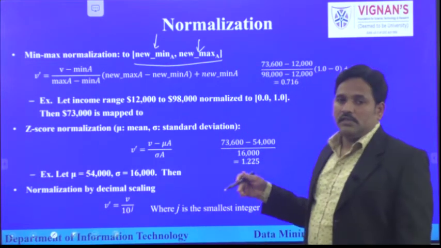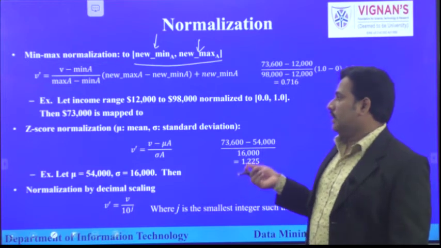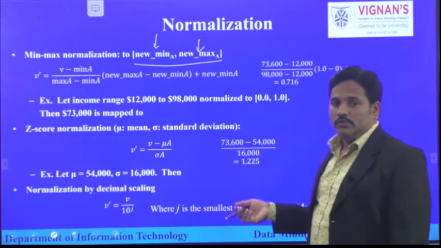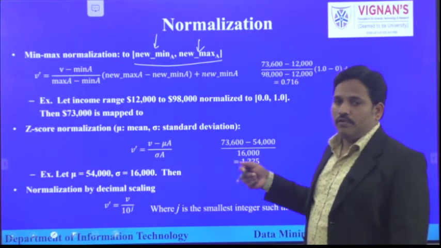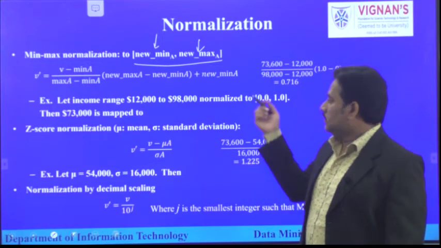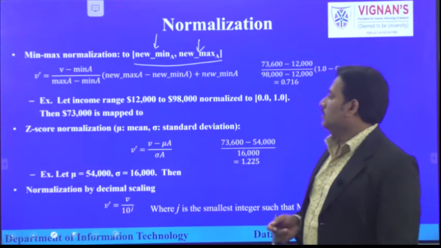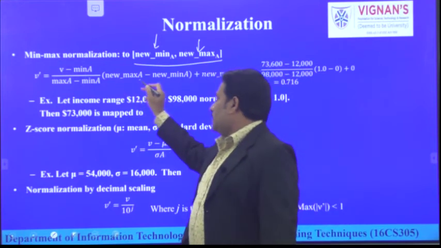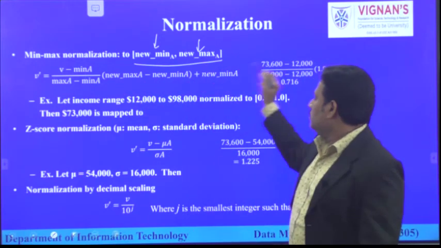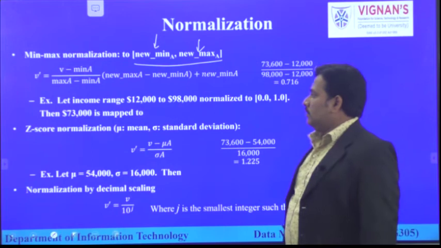Now what is A here? A is the original data set. From the data set, take the minimum value and the maximum value, and the value we want to convert, which we call V. That is multiplied by new maximum minus new minimum, plus new minimum.